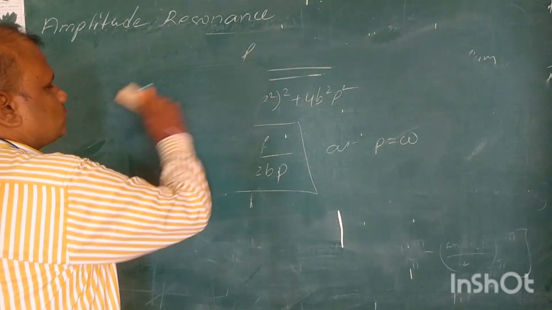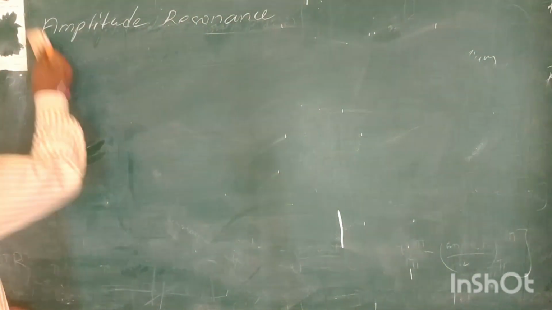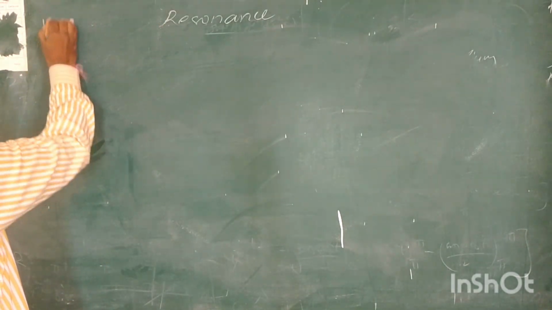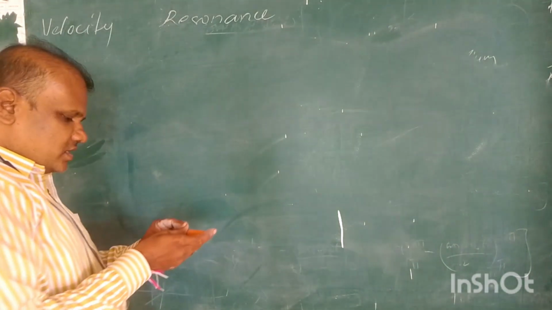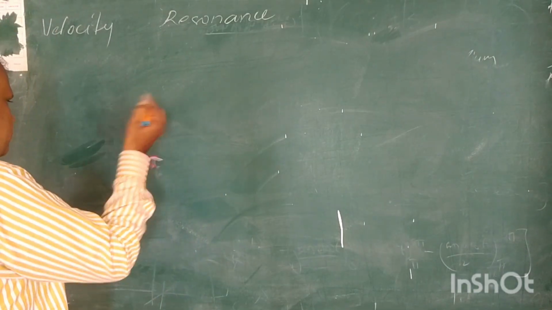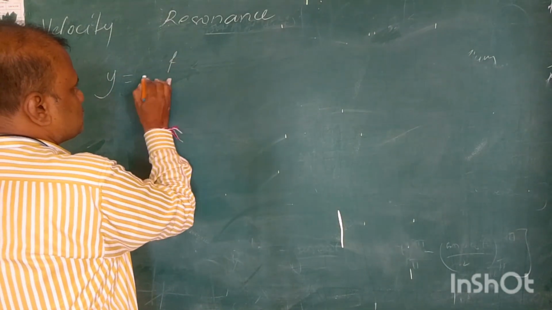Then we will be moving into the next topic of the same oscillator, that is velocity resonance. Velocity resonance is nothing but at what frequency the velocity of the forced oscillator is going to be maximum. We have to find that out. So again I am going to write the equation of motion of a forced oscillator.